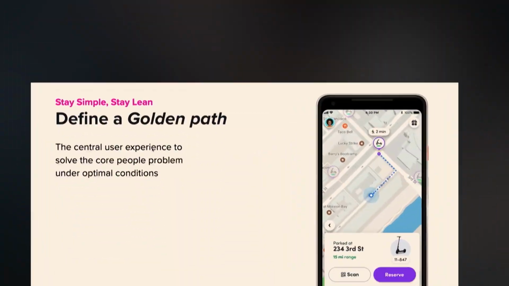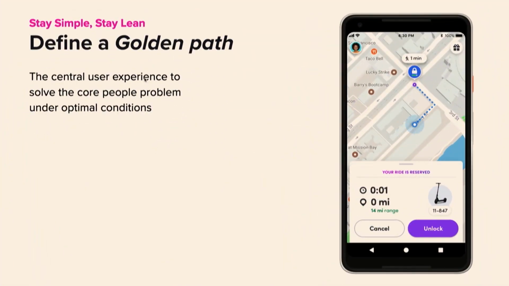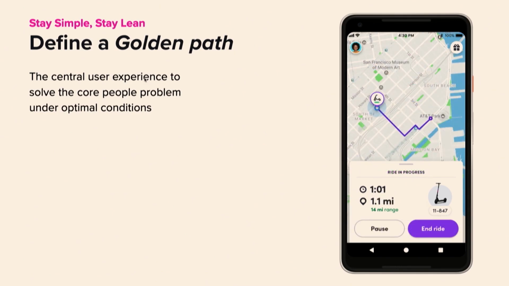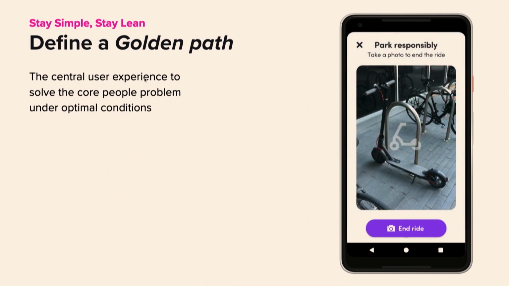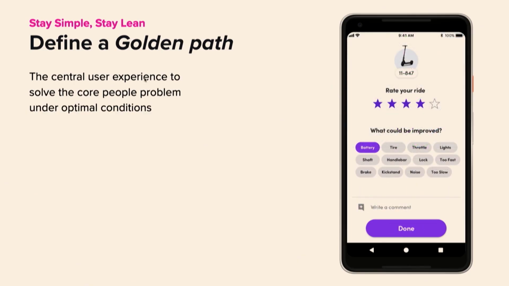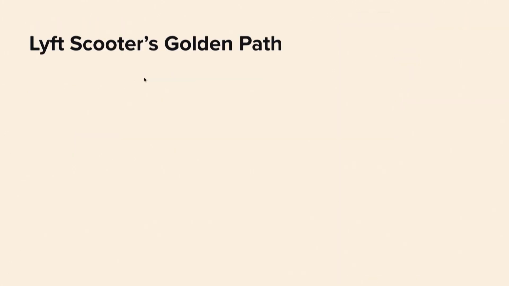So after that, the next important thing is to find a golden path. And the golden path, technically speaking, the way I think of it is the central user experience to solve the core problem under optimal conditions. But a nice way to think about it is to use a magic wand, wave your hand over all the edge cases, the empty states, the new user experience, and say, does this basic set of flows solve the thing we're trying to solve? So for us, it was pretty simple.